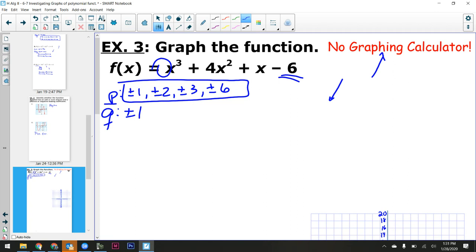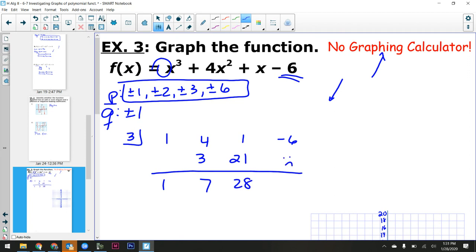Okay, who's a good guesser? 3? I heard a 3 out there. It's negative 3. Let's try a 3 first. Uh-oh, it's getting out of hand quickly. That's not going to work. Let's try negative 3. Let's try negative 2. I told you it was negative 2.